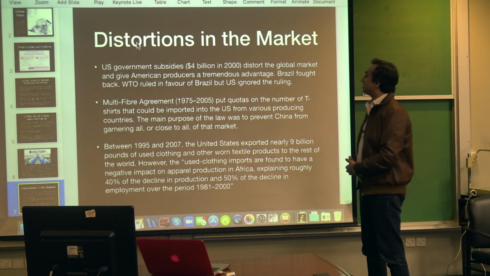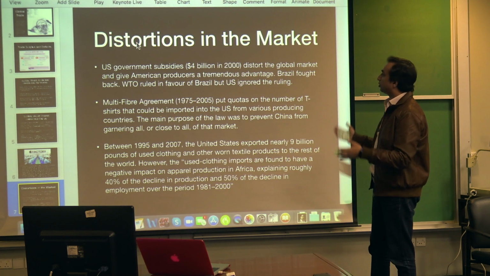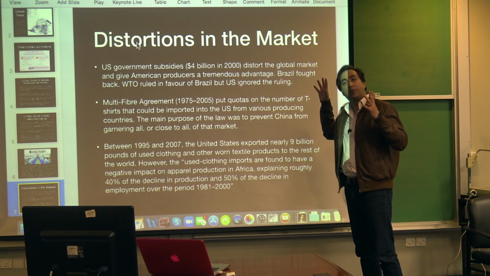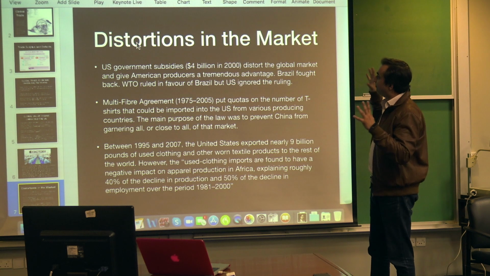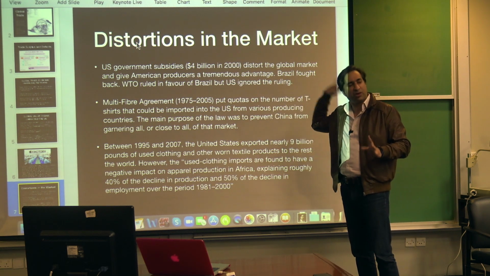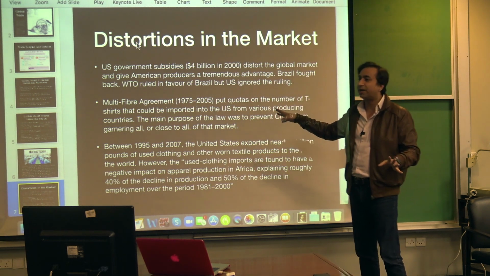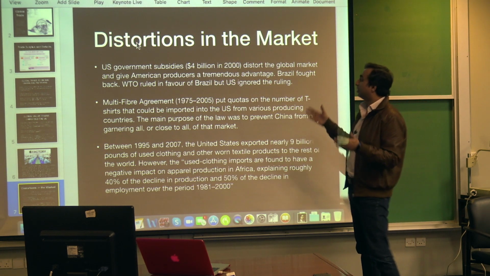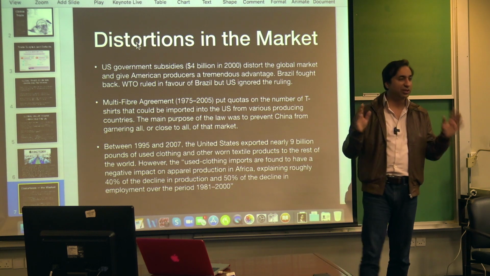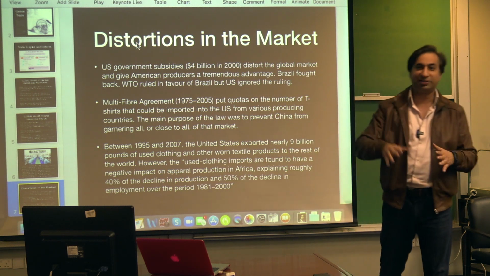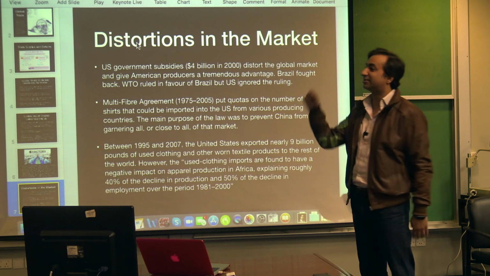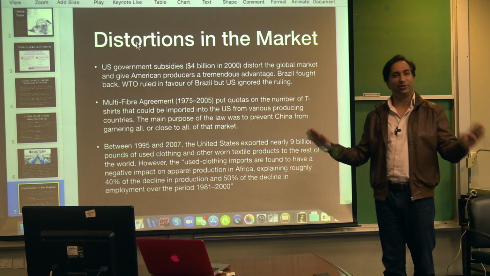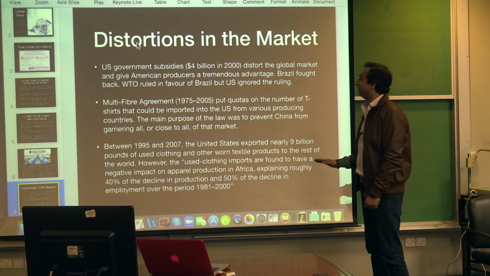US government subsidies, for example, distort the global market and give American producers a tremendous advantage, specifically with respect to agriculture. They had $4 billion, this was in 2000, now it's changed. So billions of dollars are spent in subsidizing agriculture in the United States of America. Brazil was very upset with this. They went to the WTO. The WTO heard the case and ruled against the US and said, yes, you are engaging in unfair trade practices. The US simply ignored what the WTO had to say.